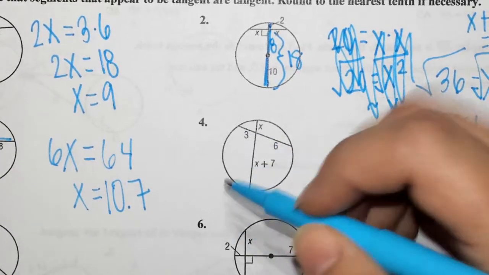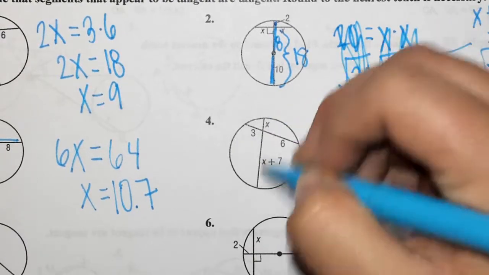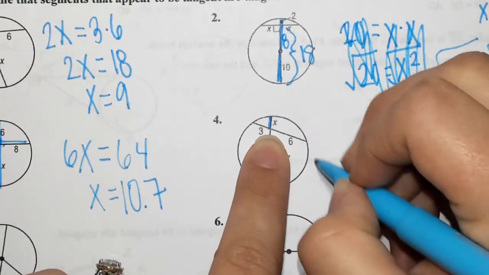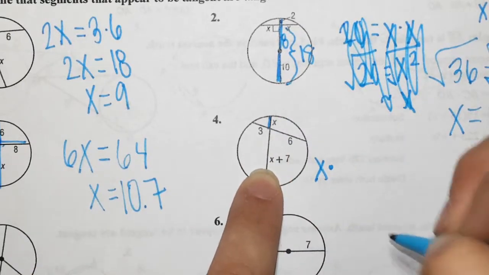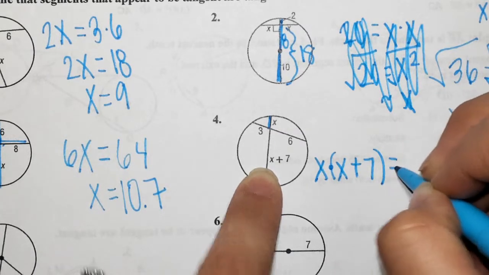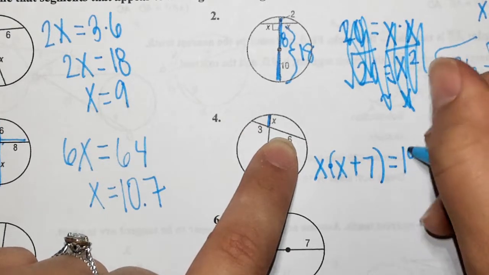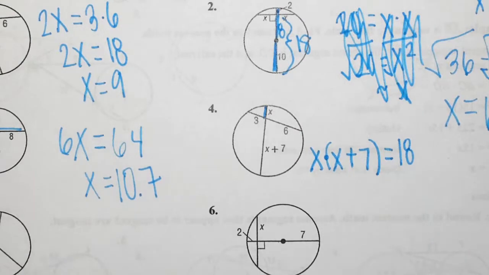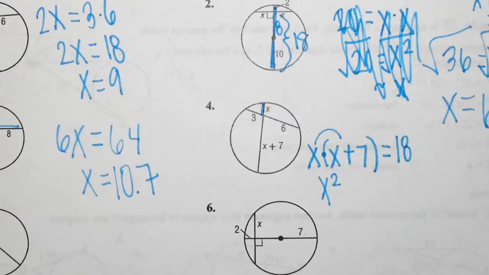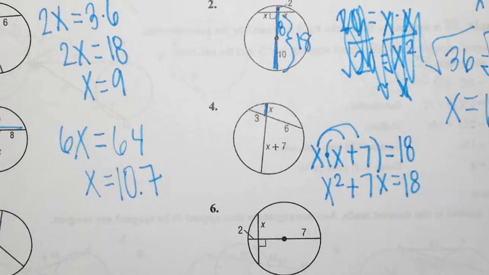Okay, so let's look at this one. In order to find X, we have to set each piece of the chord, we have to multiply it together. So this piece is X. So X times the other piece, which is X plus 7, equals 3 times 6, which is 18. Well, I have to distribute that X. So X times X is X squared. X times 7 is 7X equals 18.